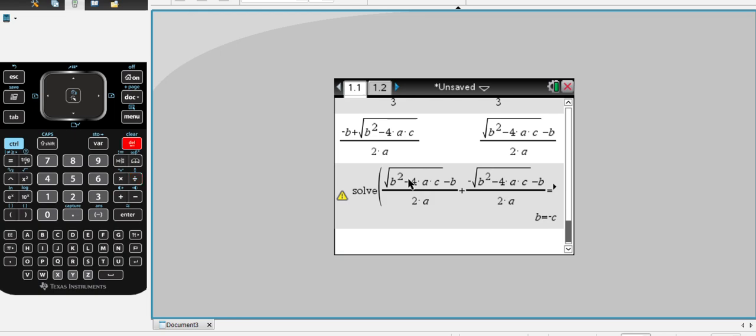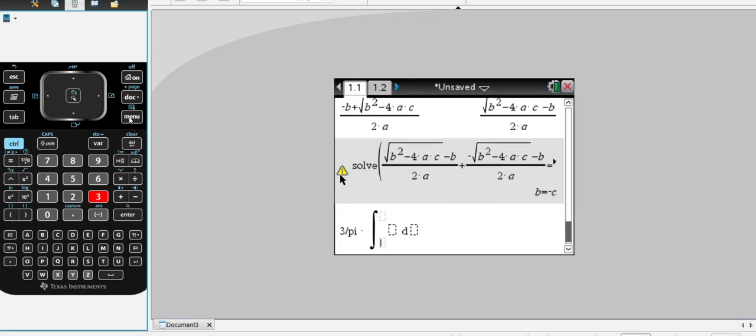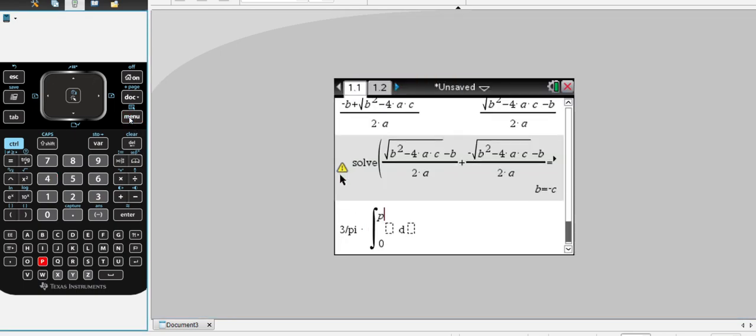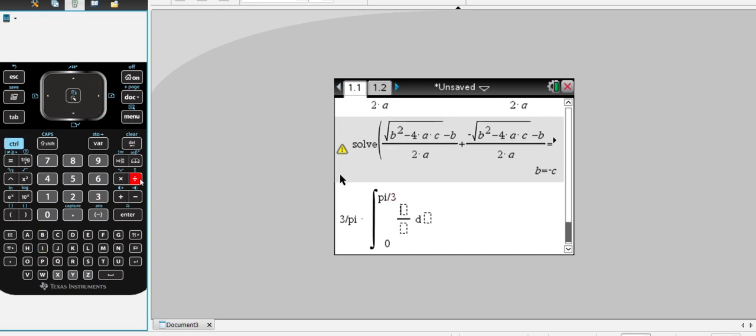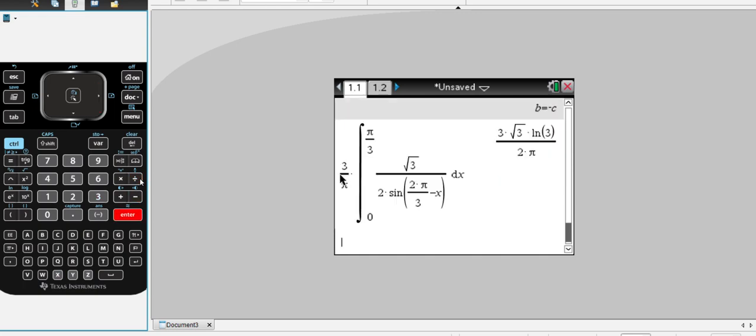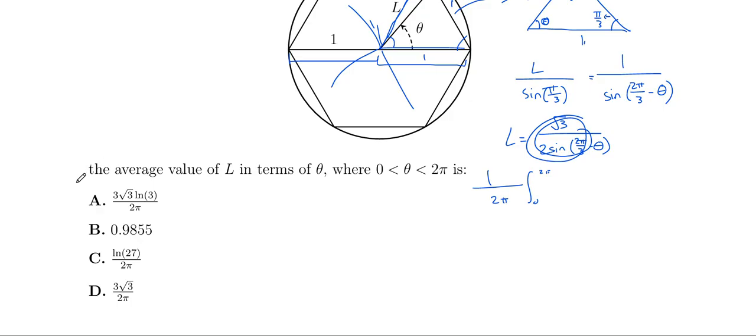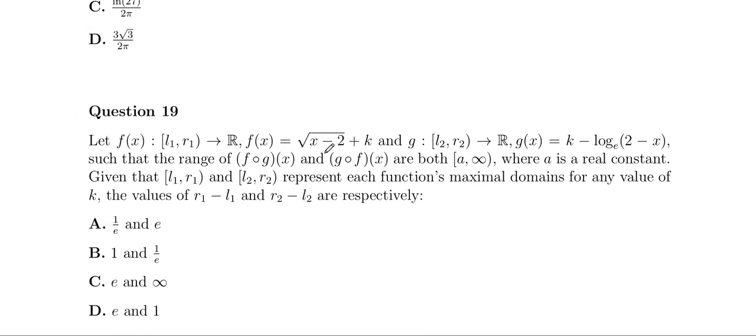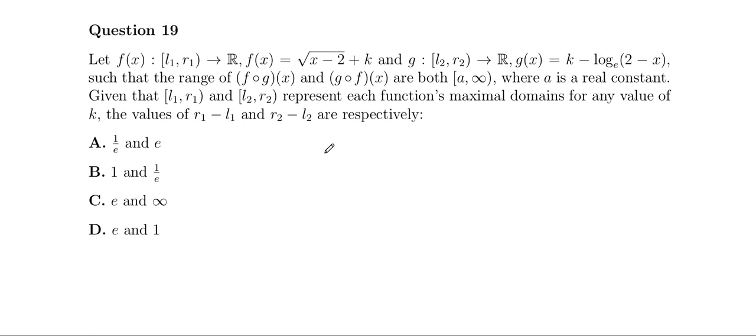So 1 over pi on 3, which is 3 over pi, times the integral from 0 to pi on 3 of square root 3 over 2 sine of 2 pi on 3 minus x dx, giving us this number, which is a.